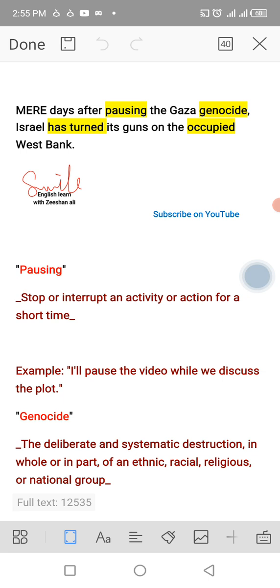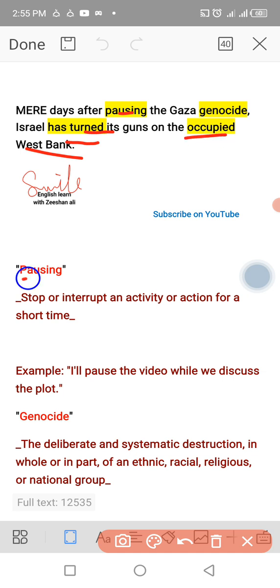The first paragraph: Mere days after pausing the Gaza genocide, Israel has turned its guns on the occupied West Bank. Pausing: to stop or interrupt an activity or action for a short time. For example, I will pause the video while we discuss the plot.